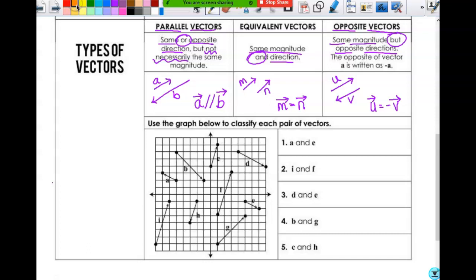Okay. Any questions at all? All right, so let's identify some of these. It says use the graph below to classify each pair of vectors. So let's find A. Here's A and E. E is over here. This kind of looks like an E too, but that's a C. It's because of where the line is there. All right, so these are clearly not going in the same direction. Do they have the same magnitude? Yes, so if they have the same magnitude and opposite directions, that makes them opposite vectors.